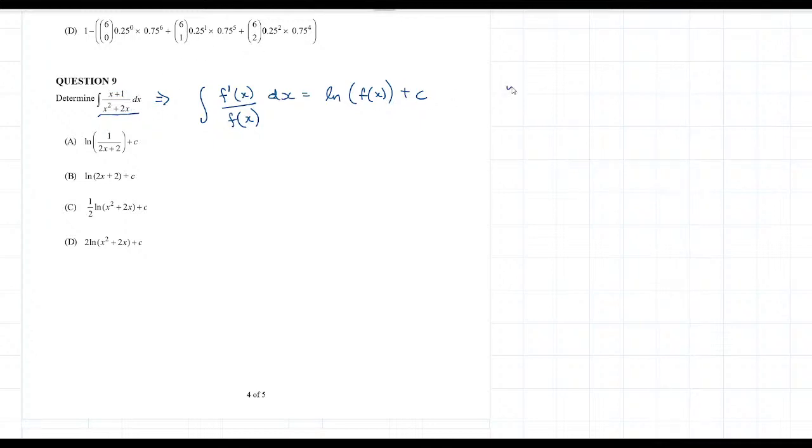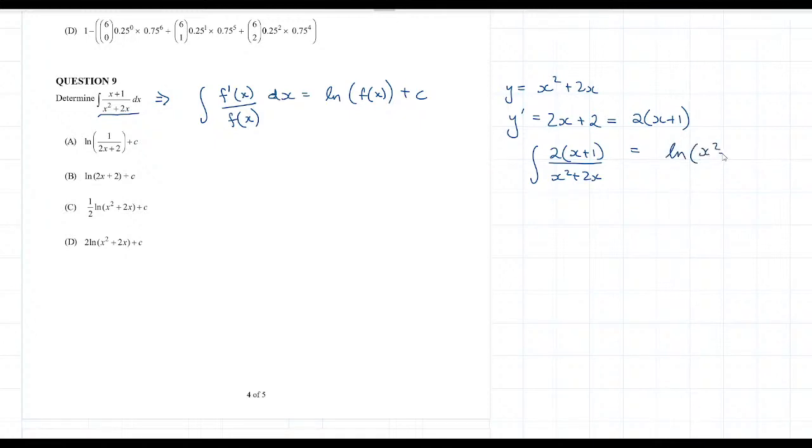So here we've got y equals x squared plus 2x at the bottom. So let's derive it and see. So the derivative of that is 2x plus 2. And we can see that the numerator here is just half of this. So if I factorize this, it would become 2 times x plus 1. Which means if we integrated 2x plus 1 over x squared plus 2x, that would equal ln x squared plus 2x.